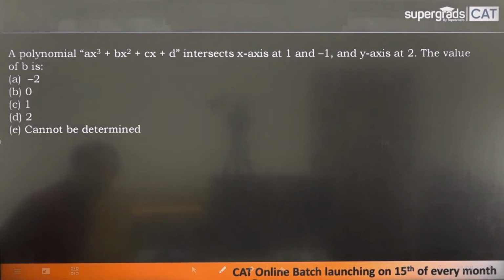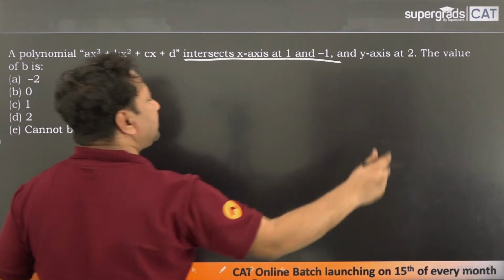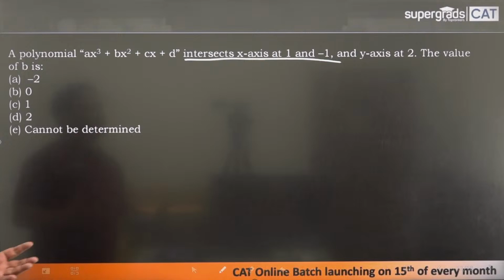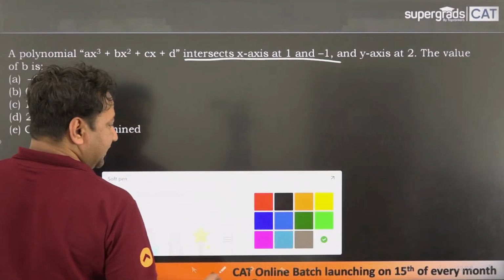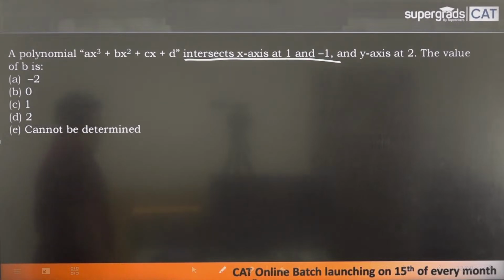A cubic polynomial, Ax cubed plus bx squared plus cx plus d, intersects x axis at 1 and minus 1 and y axis at 2. The value of b is what? Tell me, if it says intersects x axis at 1 and minus 1, what is the mathematical implication of this? What does it mean? Anyone?